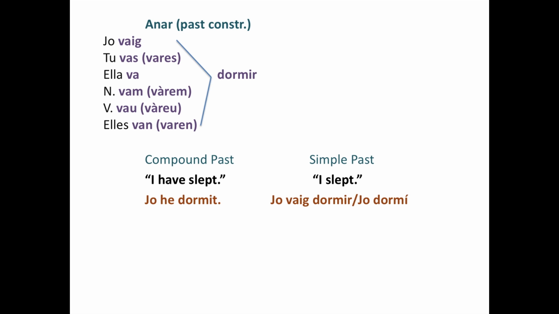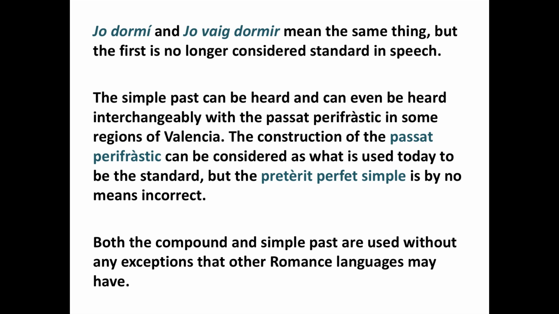So the compound past, I have slept, is jo he dormit. The simple past is both jo vaig dormir and jo dormí. Jo dormí and jo vaig dormir mean the same exact thing, but the first is no longer considered standard in speech. The simple past can be heard, and can even be heard interchangeably with the passat perifràstic, in some regions of Valencia. The construction of the passat perifràstic can be considered what is used today as the standard, but the preterit perfect simple is by no means incorrect. Both the compound and simple past are used without any exceptions that other Romance languages may have.